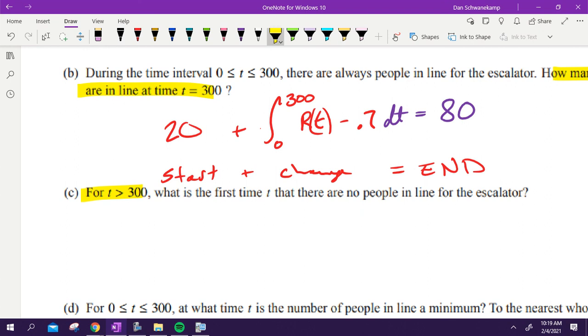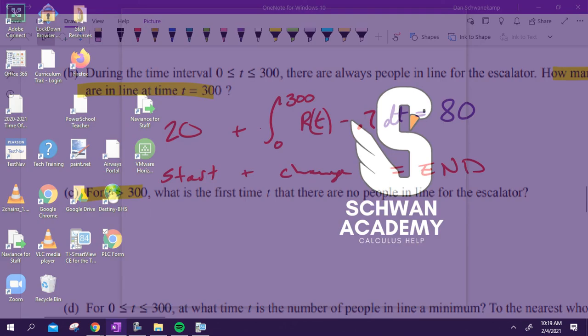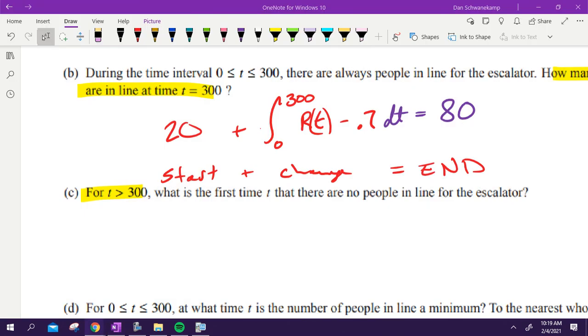So when people are just leaving at the end, what is the first time when there are no people in line for the escalator? What do I need to do if I want to know when there's nobody left in line? How many people are in line at t greater than 300? 80. That's what we found right here. Even if you would have gotten this answer wrong, you can still get full credit here as long as you take that answer to there. So whatever we started with, which would have been 80, and then what do I need to know for when is the first time when there are no people left?